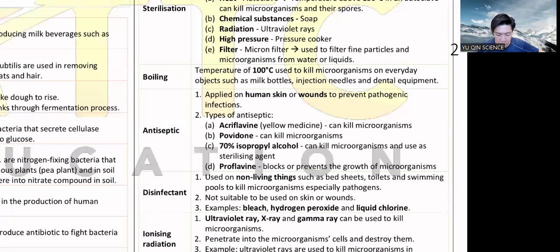We have different examples here. Again, they are from your textbook. I didn't give you extra stuff. If you can, you memorize. If cannot, it's okay. Acroflavine, providone, alcohol, isopropyl, proflavine. They are all for wounds and skin.